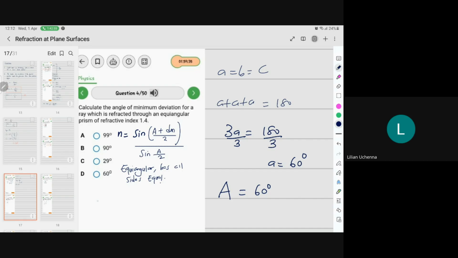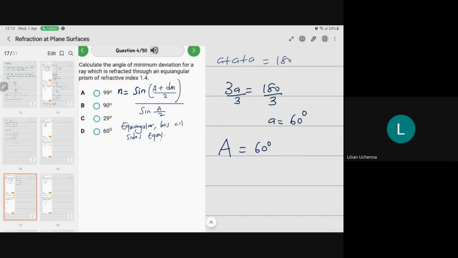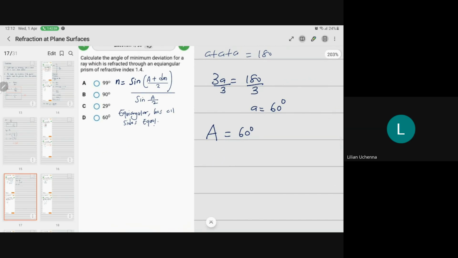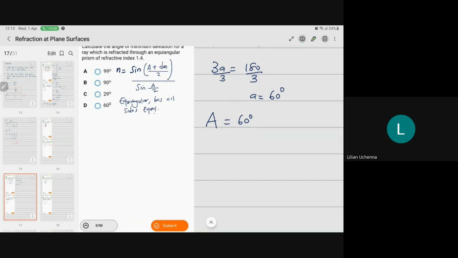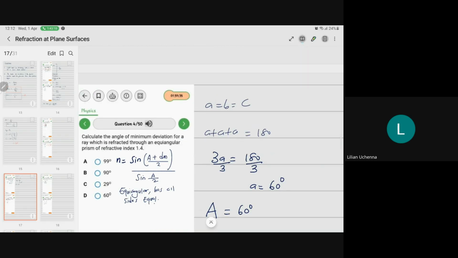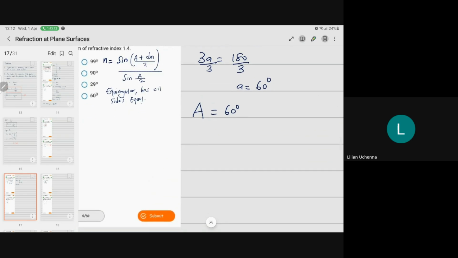Now, let's solve our question. So N is equal to what? They gave us N. I'm going to plug it in. So you have that here. We have that A here is 60. Then N is equal to what? They gave us N to be 1.4. So let's quickly solve the equation. So we have 1.4.